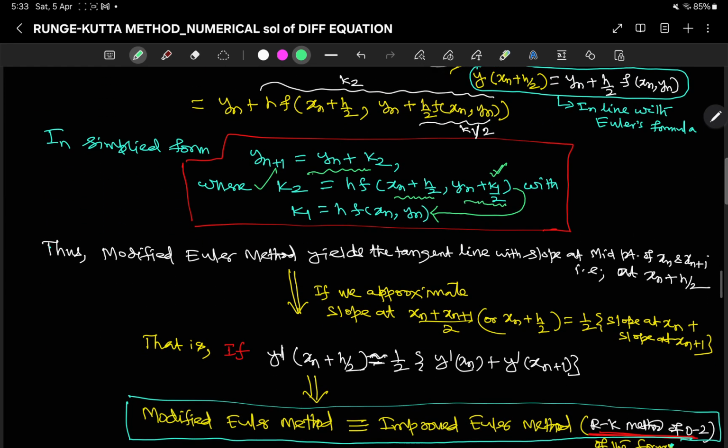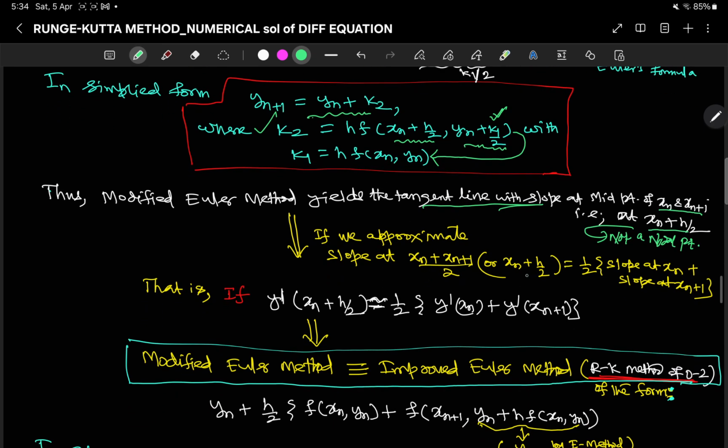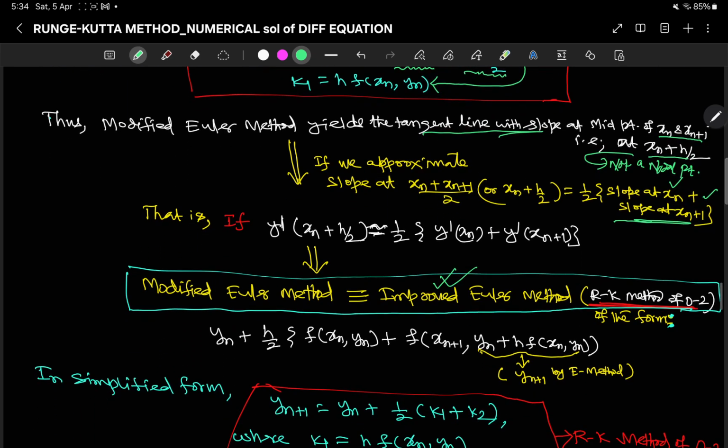Now this modified Euler method yields the tangent line, as I have told, at the midpoint between xn and xn plus 1. This is at xn plus h by 2, which is not a nodal point. xn plus 1, x0, x1, x2, these are the nodal points, and the midpoint is not a nodal point. Now if we approximate the slope at xn plus 1 by 2 as the midpoint of the slope at the initial and terminal point, then this modified Euler method agrees with the improved Euler method, right?